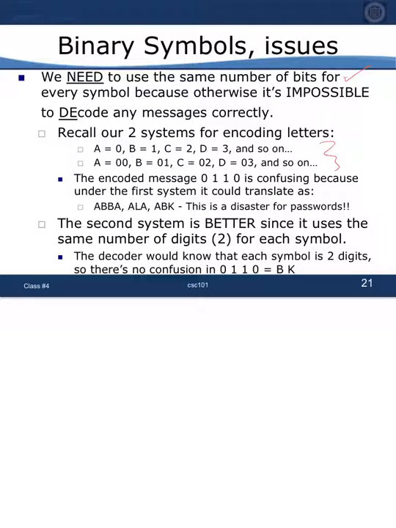If I think about, again, our two systems here, one which doesn't use 2 digits every time, the first one, and the second system which does use 2 digits every time, then let's say someone sends me the word 0110. Now, if I'm using the first system and I try to decode this and ask what letters this corresponds to, I might say, well, let's see, 0110. Well, 0 is A, and B is 1. Okay, so this is A, B, B, A.